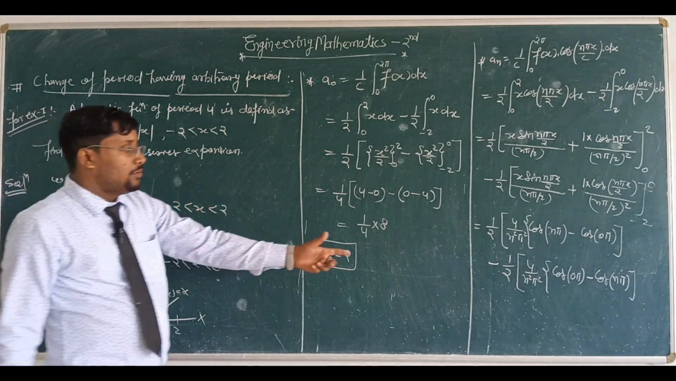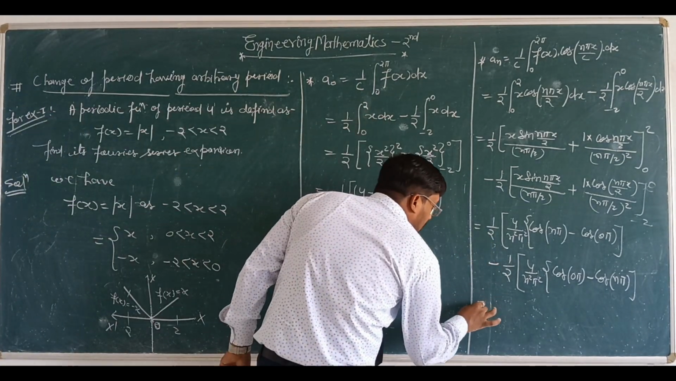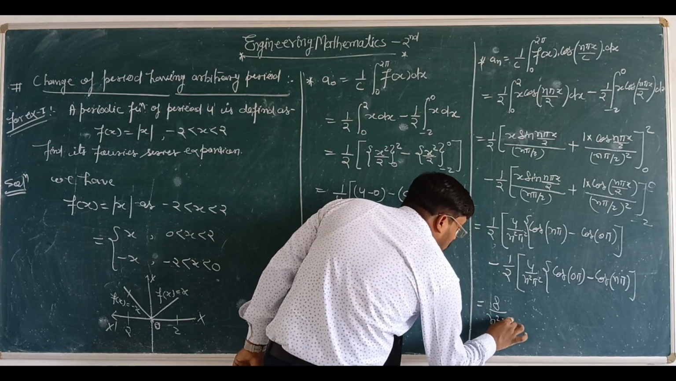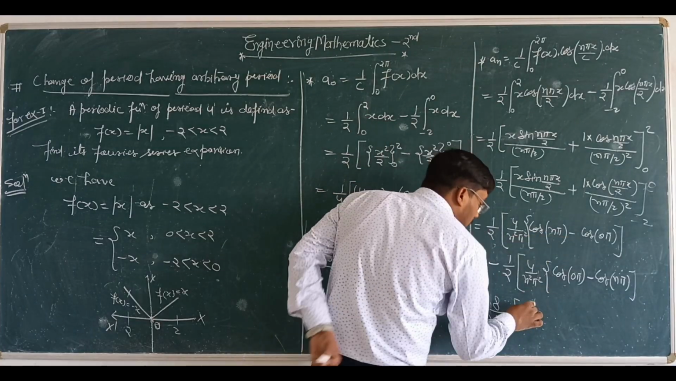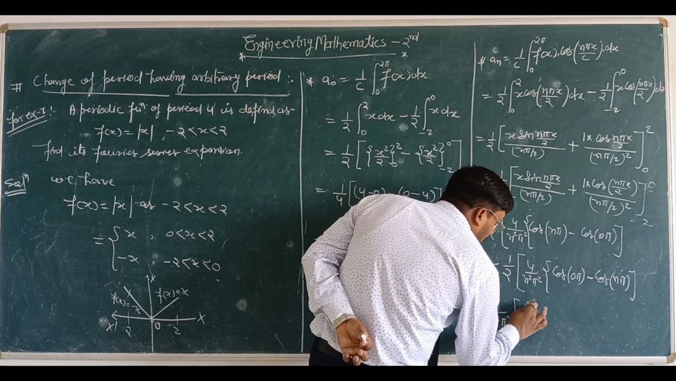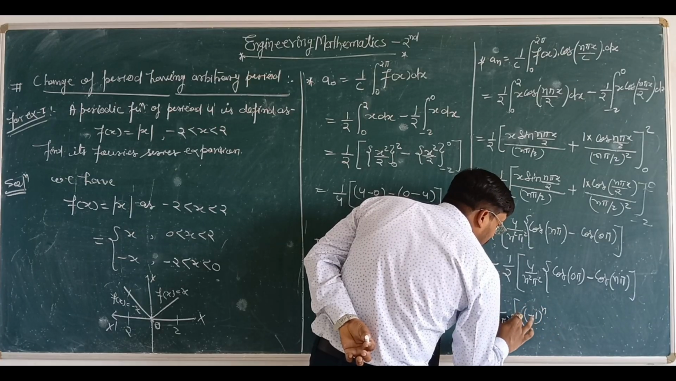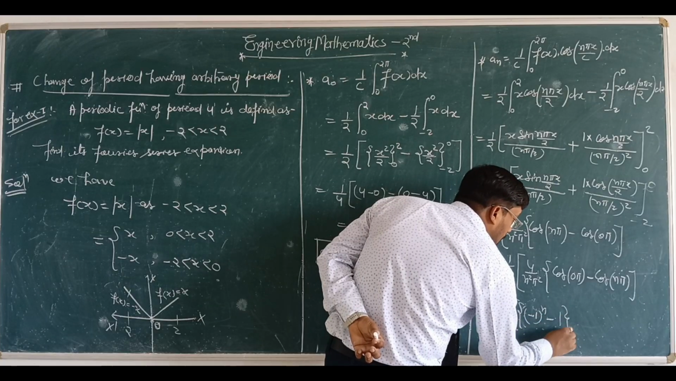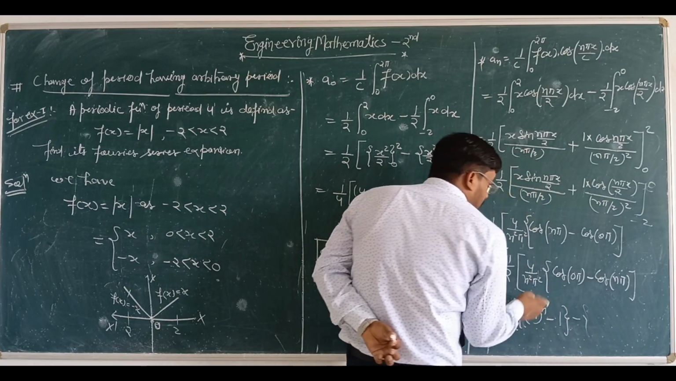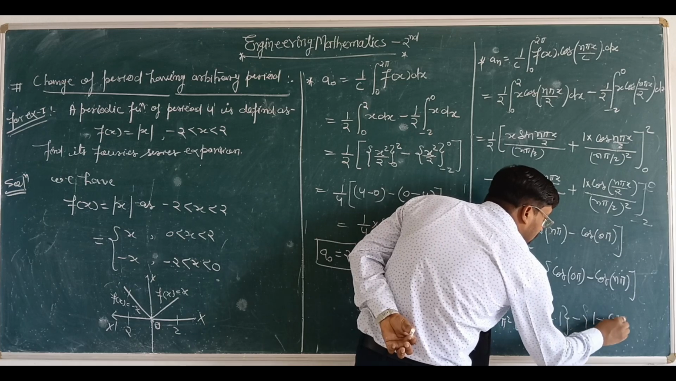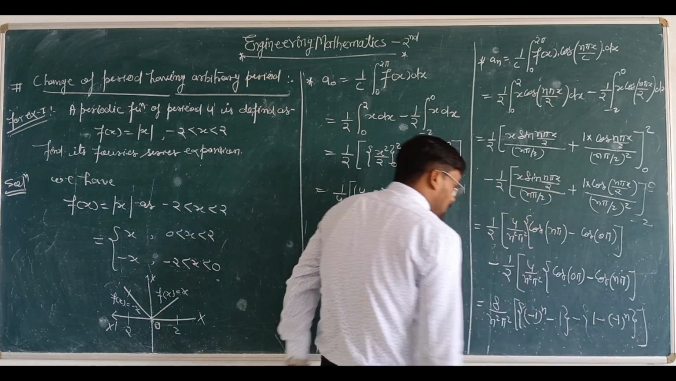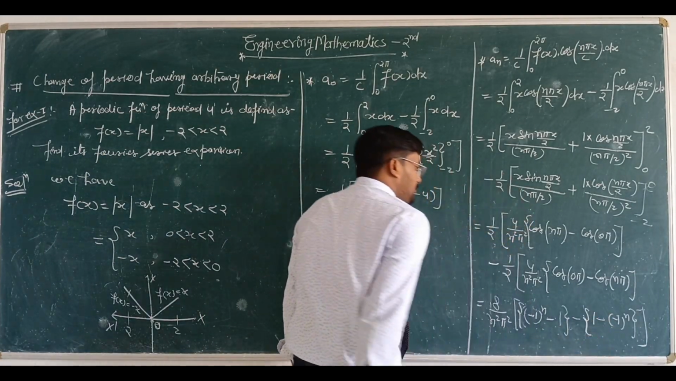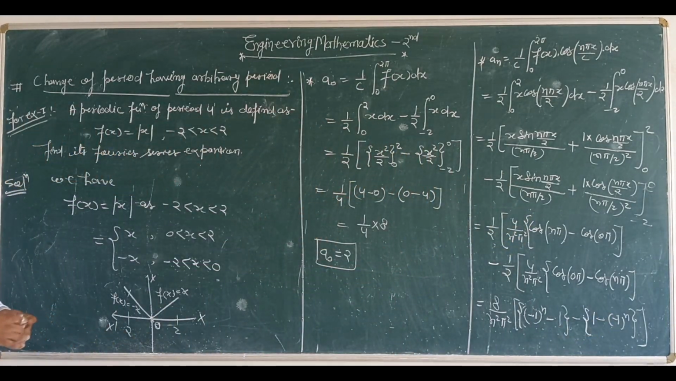Now I am continuing again. Now you can solve 8 upon n square pi square. You can write this is equal to minus 1 to the power n minus 1, put this 1 minus 1 to the power n. Now you can note down. First of all you can note down. Now I am continuing to the next step of this numerical.